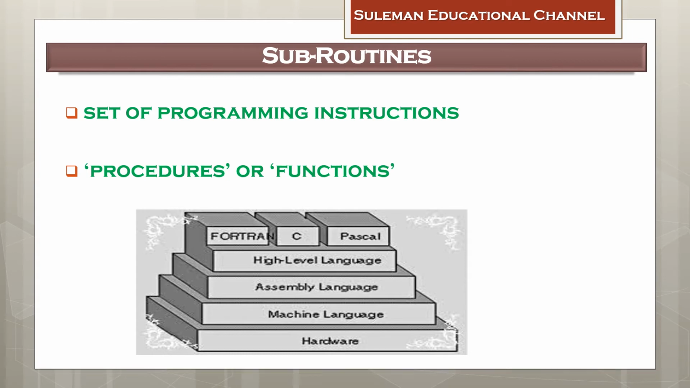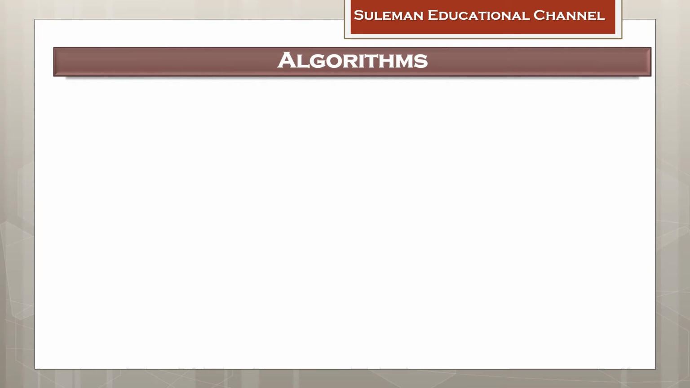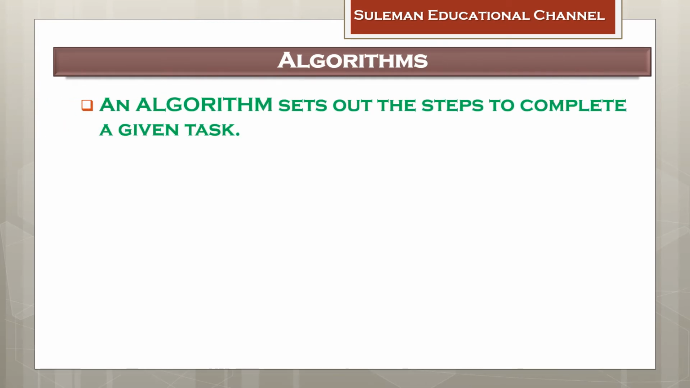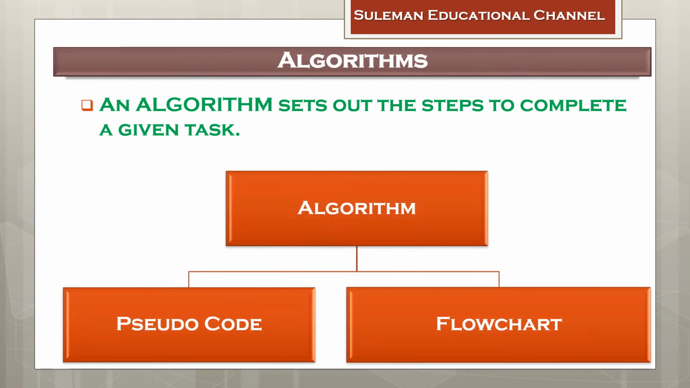Now we will discuss what an algorithm is. An algorithm is a step-by-step procedure to perform a task. For example, making tea, driving a car, using an ATM machine, and so on. There are two types of algorithm. One is the pseudocode and the other is the flowchart.